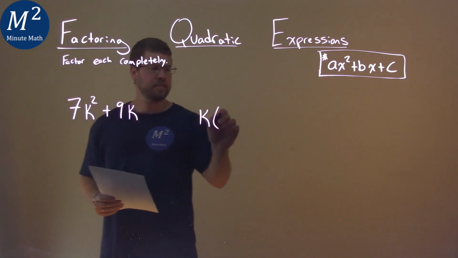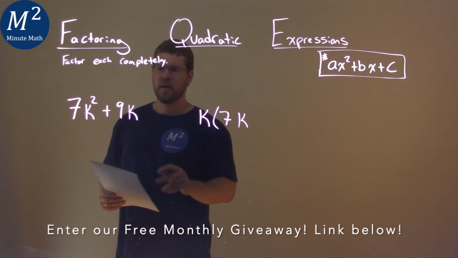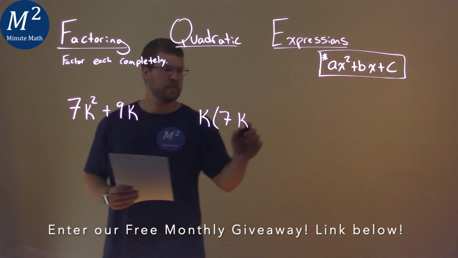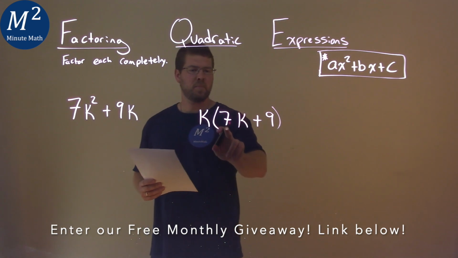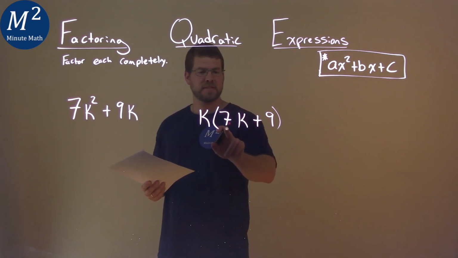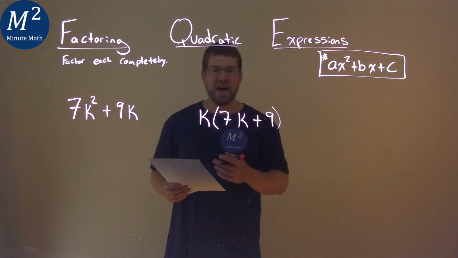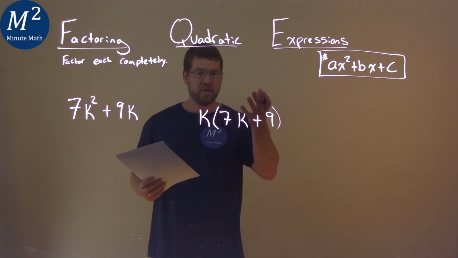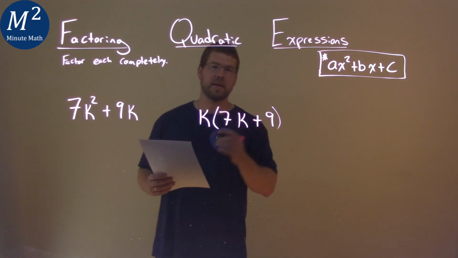Well, 7, and then k squared divided by k is 1k, and then 9k divided by k is just a 9. I then look and say, okay, is there a common term in 7 and 9? No, nothing, they don't share anything. And so actually, we're done here. At this point, our final answer is just k times 7k plus 9.